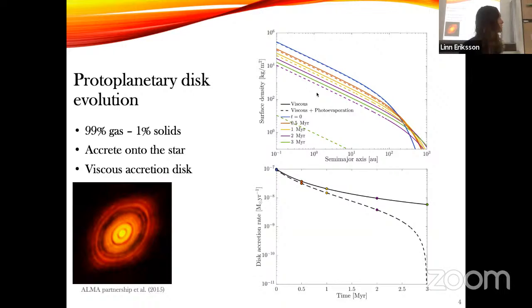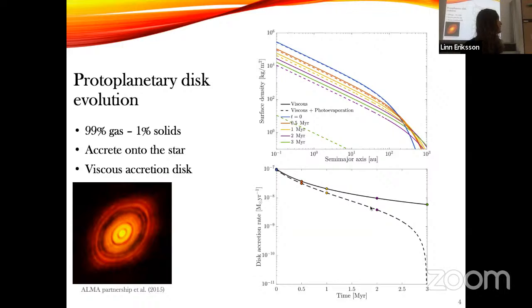Here I show you an example of such a disk, say with the surface density versus semi-major axis. Basically, with time, the density gets lower and lower in the inner disk. We also see how this disk expands in the outer part because of the outwards transport of angular momentum. And then when the disk disperses, this usually happens because of photoevaporation.